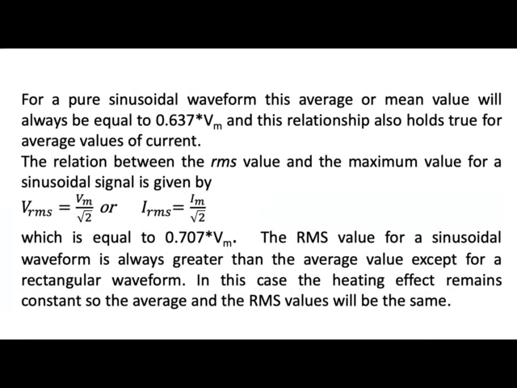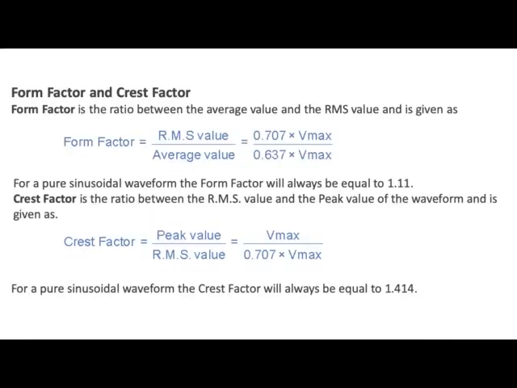So for a pure sinusoidal waveform, the average or mean value will always be equal to 2 Vm by pi, that is 0.637 Vm, and this relationship holds true for average values of current also. The relationship between the RMS and the maximum value for a sinusoidal signal is VRMS equal to Vm by root 2, or IRMS equal to Im by root 2, that is 0.707 of the maximum or peak value. So the RMS value of a sinusoidal waveform is always greater than the average value, except for a rectangular waveform. In that case, the heating effect remains constant, so the average and the RMS value for the square waveform remain the same.